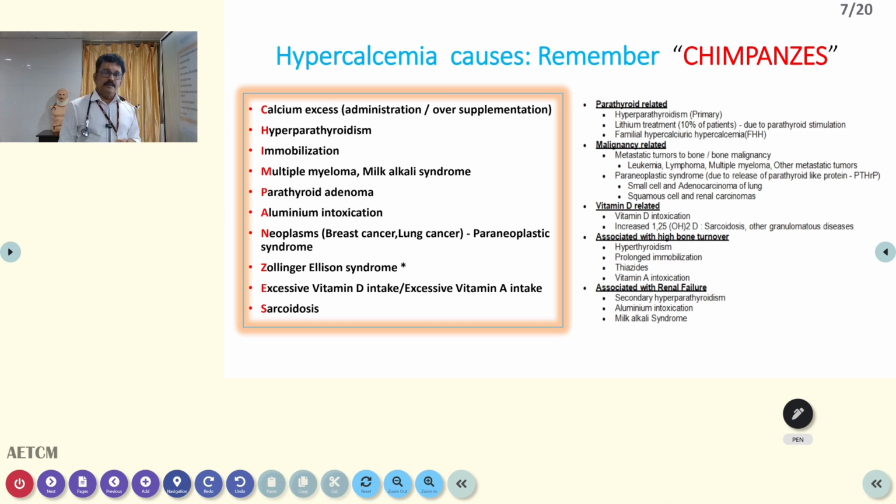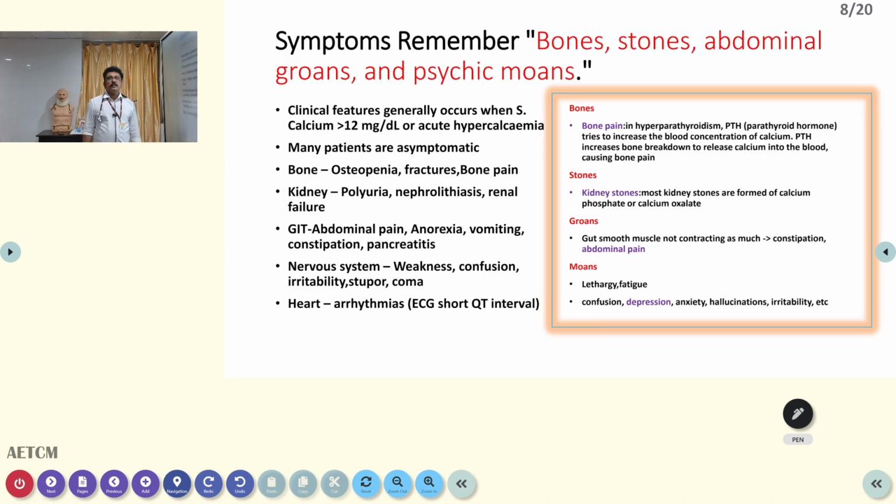Sarcoidosis is another condition where you can get hypercalcemia, and all other causes are listed on the opposite side. You can check it. This is only a mnemonic you can easily remember as chimpanzees. Now, symptoms are very important in hypercalcemia: bones, stones, abdominal groans, and psychic moans.